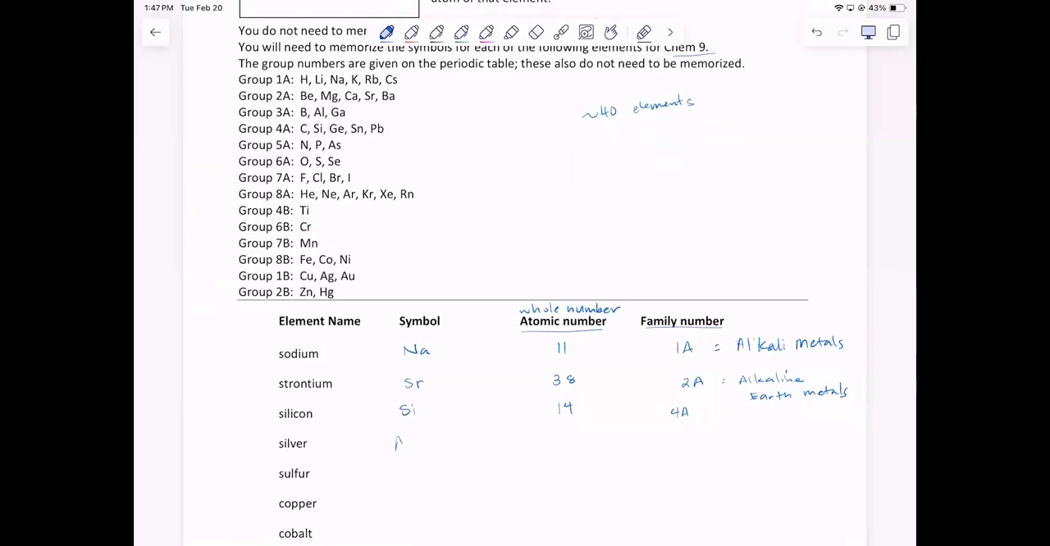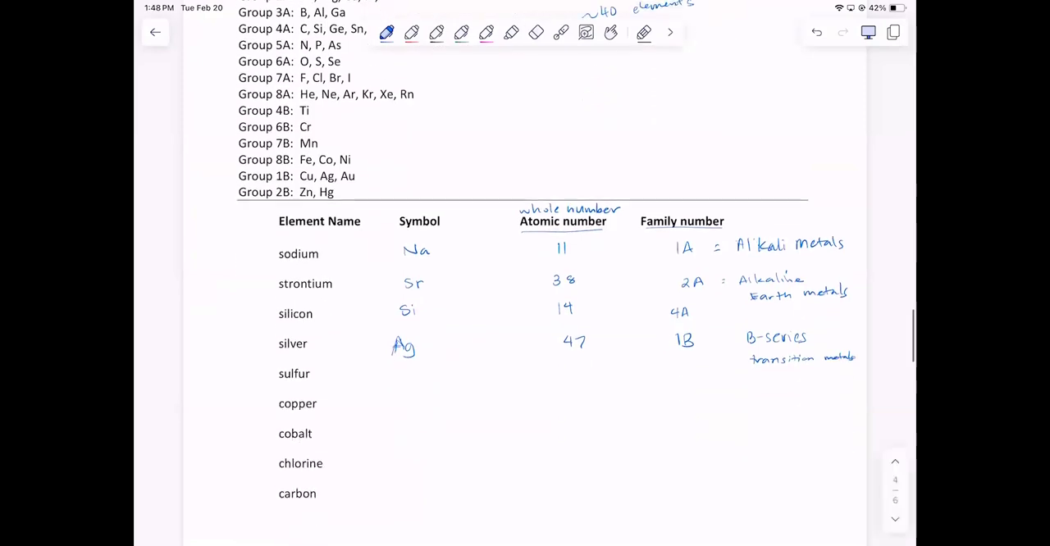Now, silver is based on its old Latin. A lot of these are based on their Latin or Roman or Greek names, or even predate all those times. Silver was discovered before the convention of using the first letter of the name. So this is Ag, argentum is the Latin name. It has the atomic number 47, and it's in family 1B. This B is the B series, which are called the transition metals, and they are the 10 columns in the middle of the periodic table.